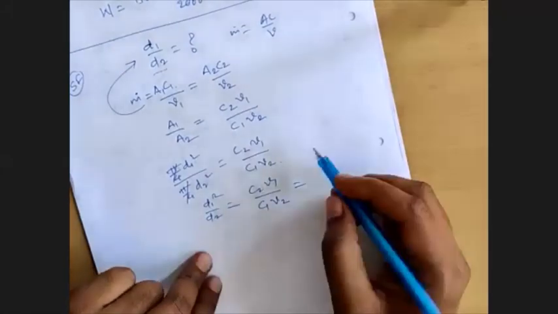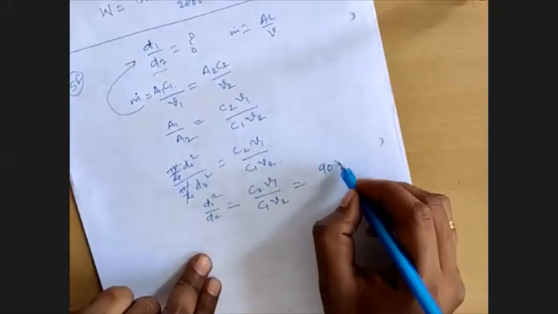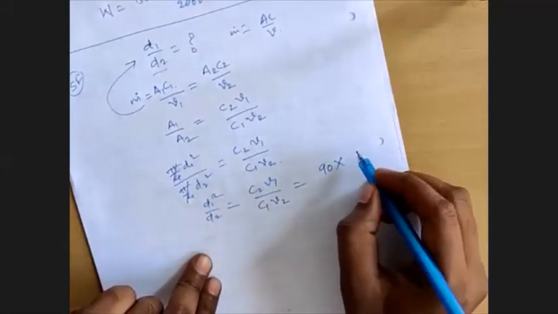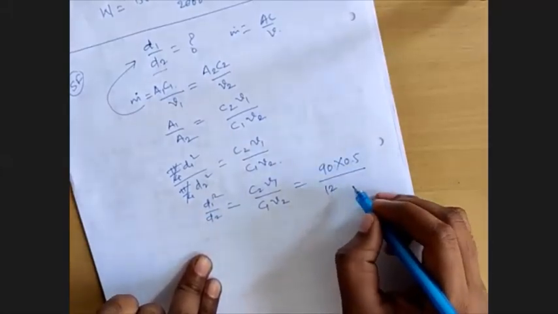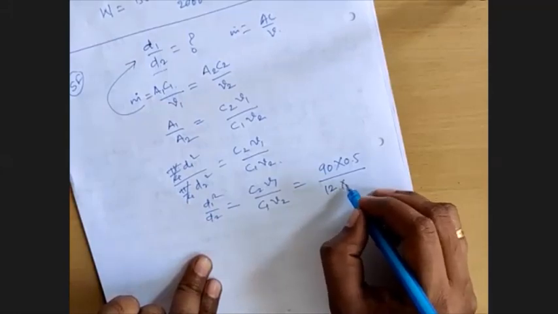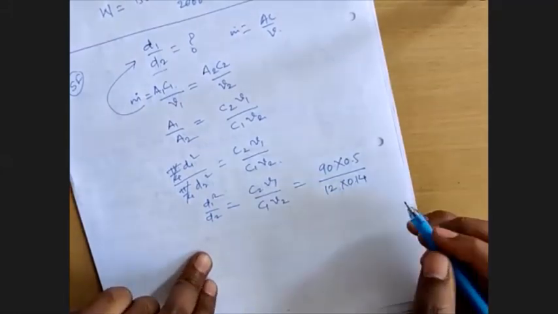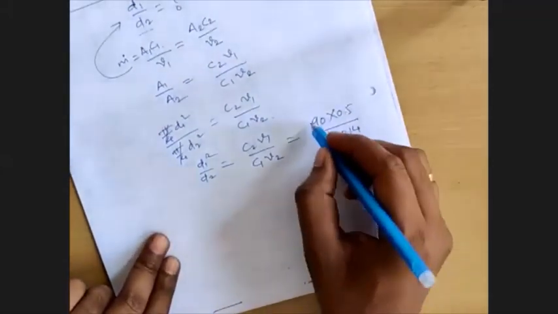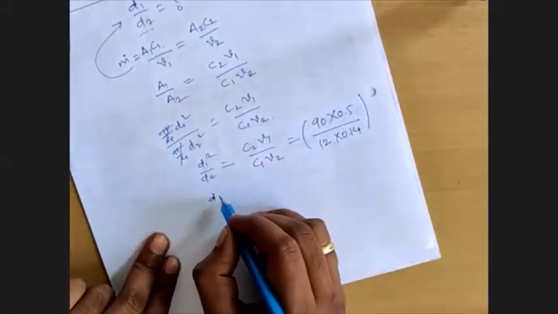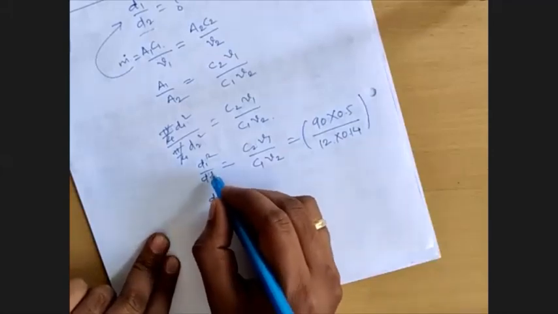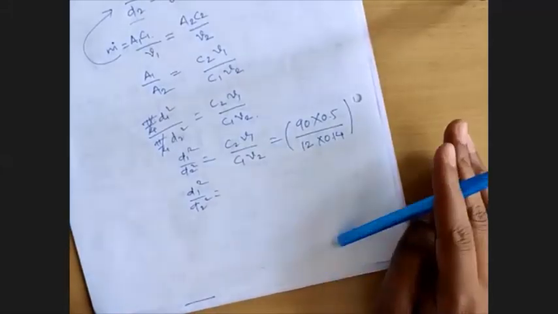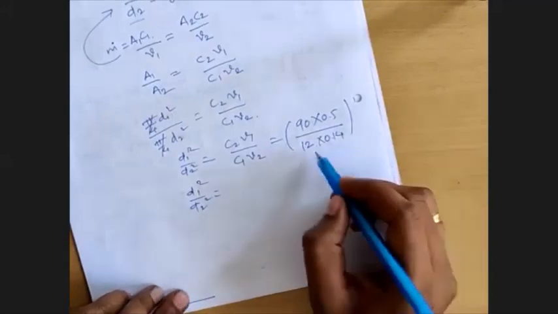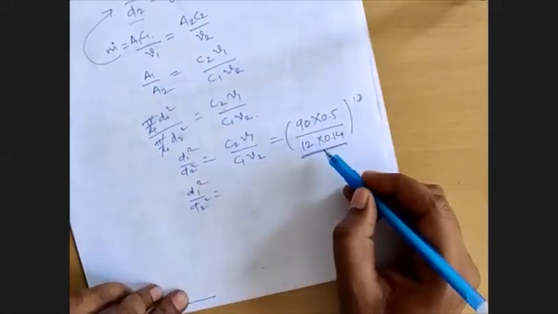What is C2 and v1? C2 is 90 meter per second, v1 is 0.5, C1 is 12, and v2 is 0.14. Put these values in the calculator and tell me D1 square by D2 square. Solve this one and tell me the ratio that you got.